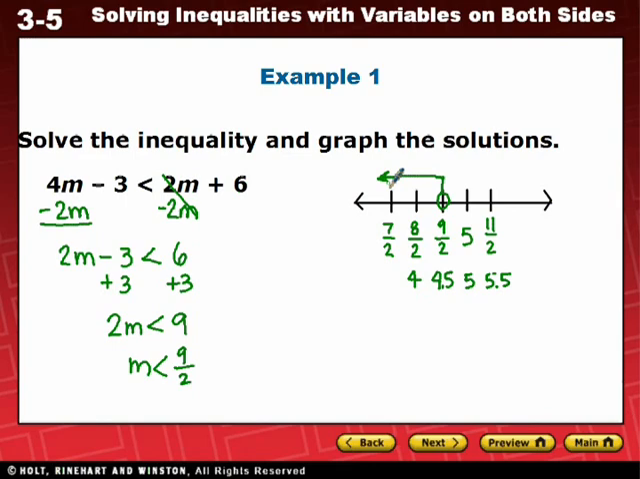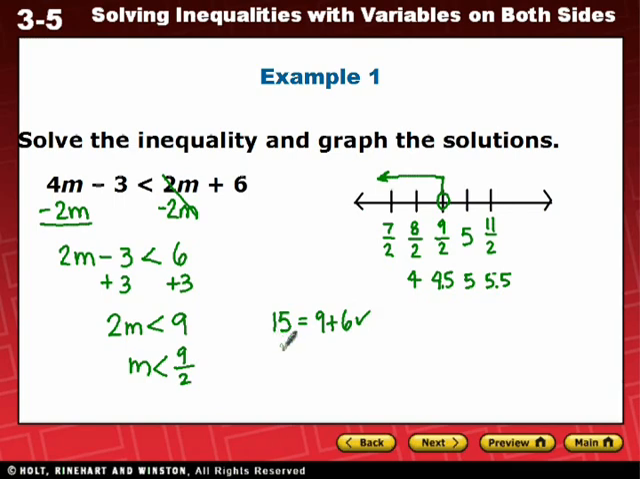You can check both the number answer by multiplying. So 4 times 4.5 is 18, minus 3 is 15, right? And these should actually be equal right now. We're checking the number. 2 times 4.5 is 9. 9 plus 6 is also 15. So the number works, even though it's not less than. Remember, we're checking the related equation.